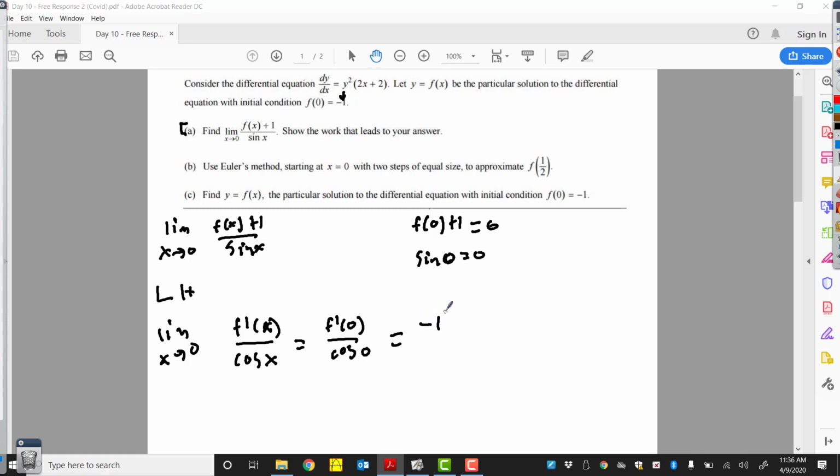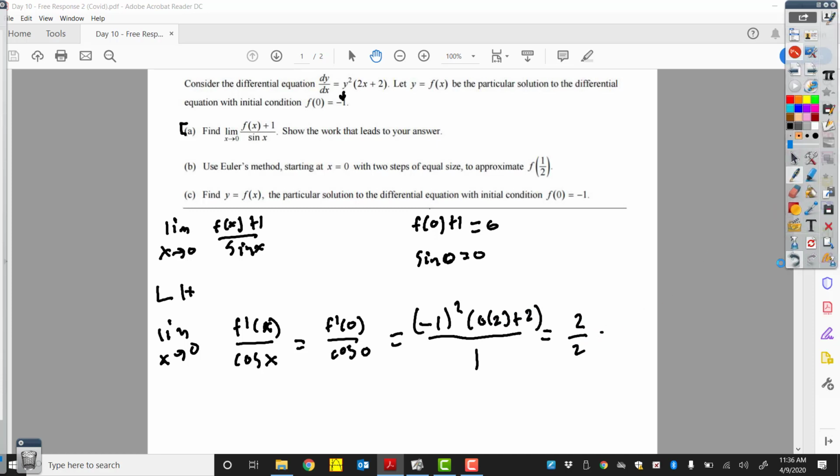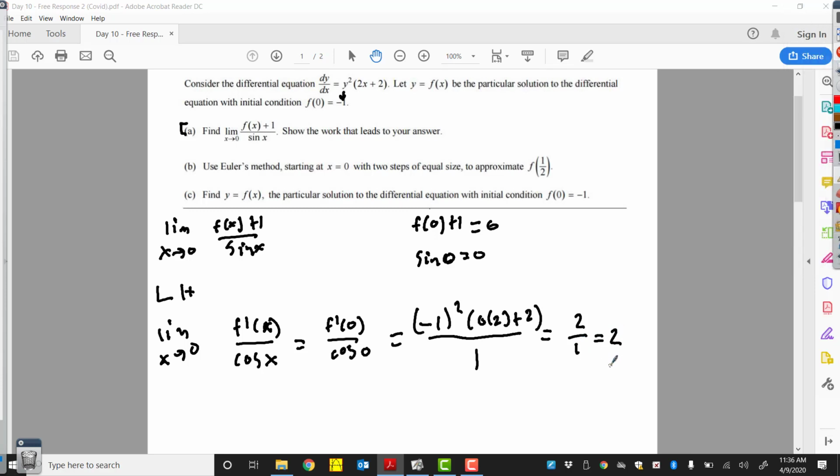So this is -1 squared times 0 times 2 plus 2 over cosine of 0, which is 1. -1 squared is 1. 0 times 2, that's 0, so 2. So we end up with 2 over 1, not 2 over 2, 2 over 1, or just 2. So this is part A.